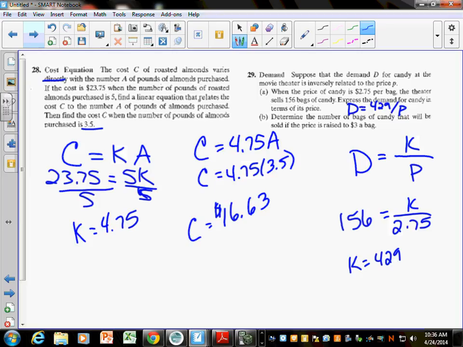I've worked at one. And now part B, using what we found in part A, determine the number of bags of candy that will be sold if the price is $3 a bag. Where are you going to plug 3 in? For P. So the demand is just going to be 429 divided by 3, which happens to be 143 bags. Which means the reason it's inversely related, the higher the price, the less they're selling. Which should kind of make sense, right?